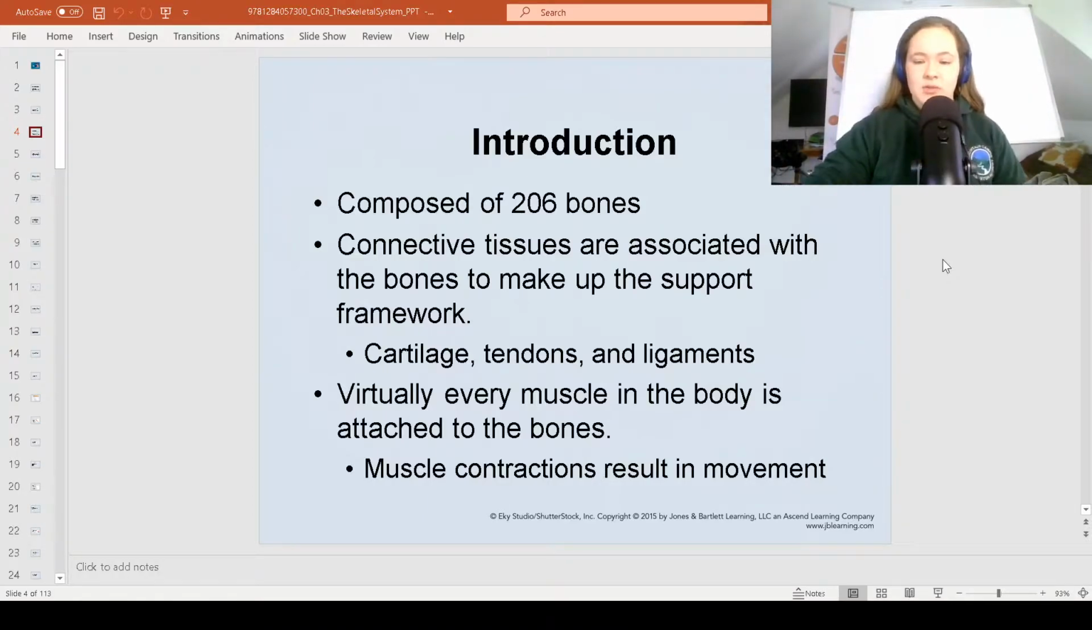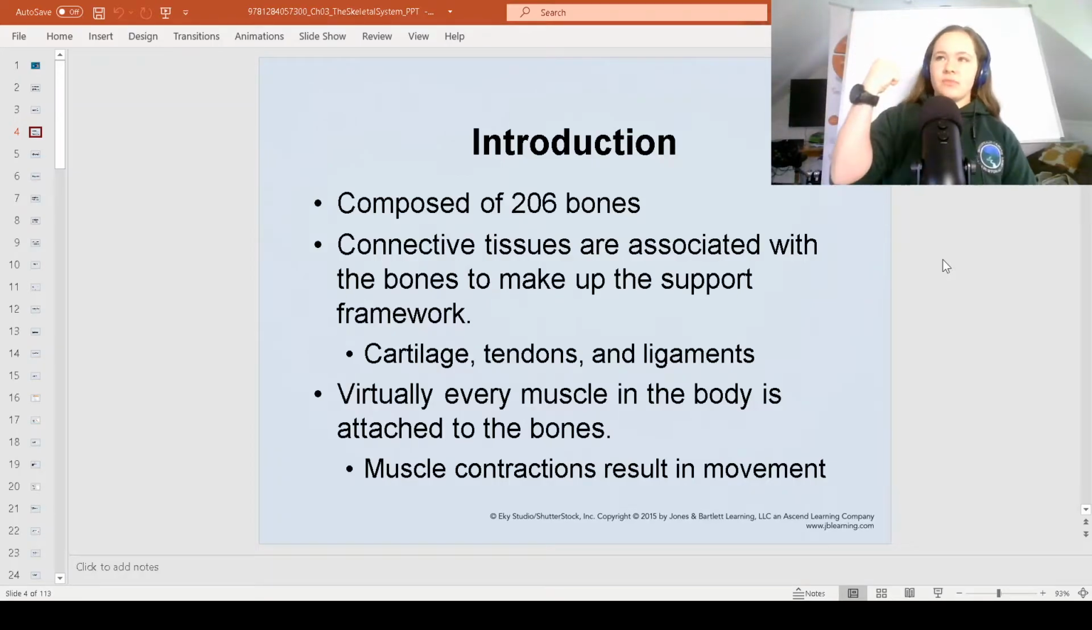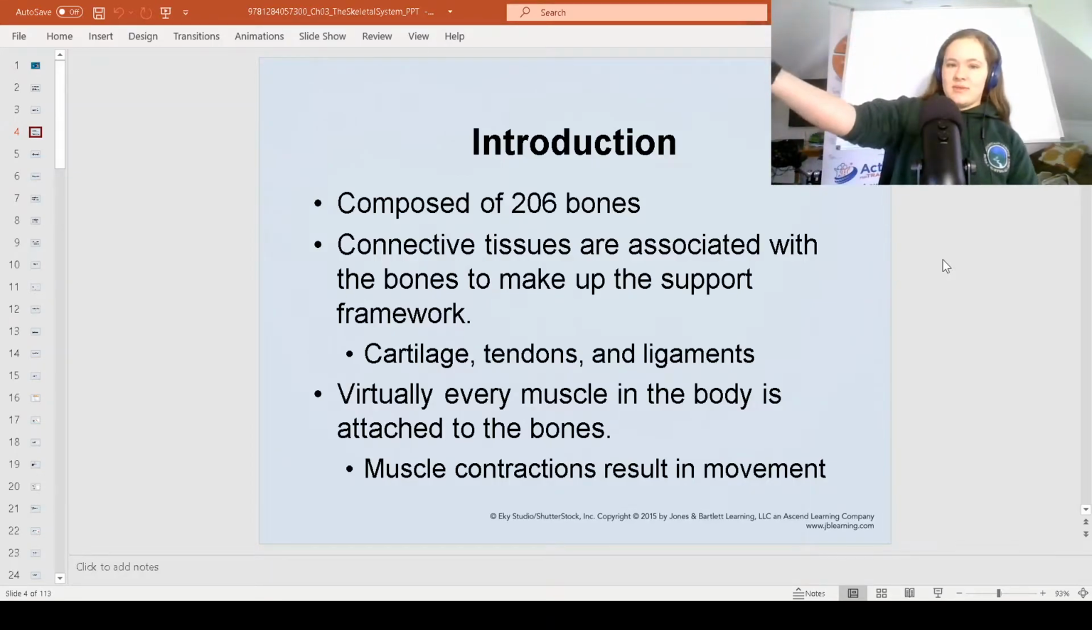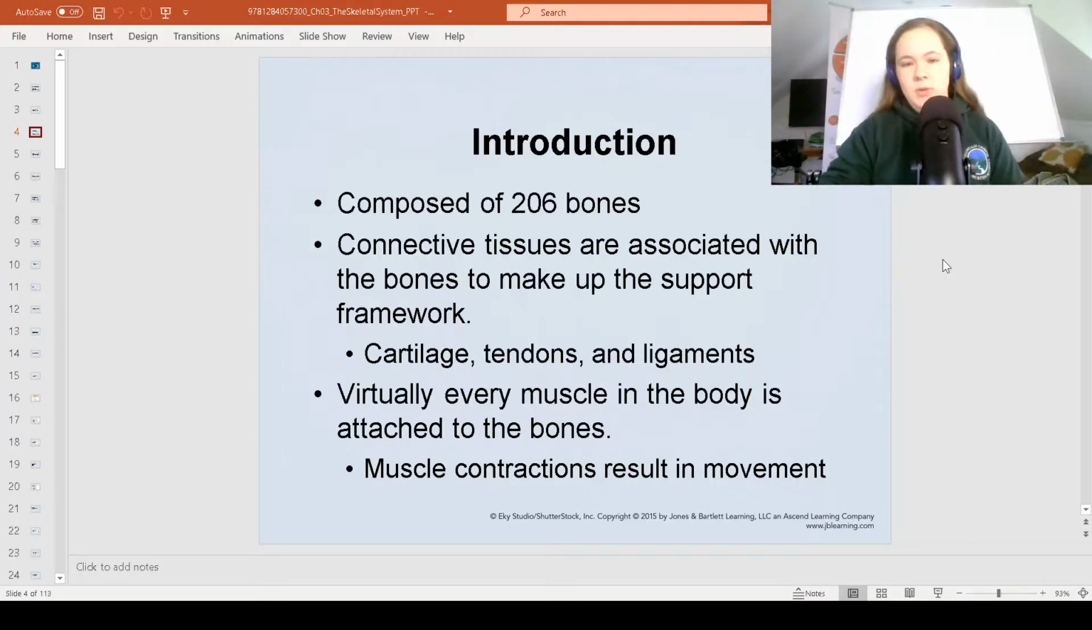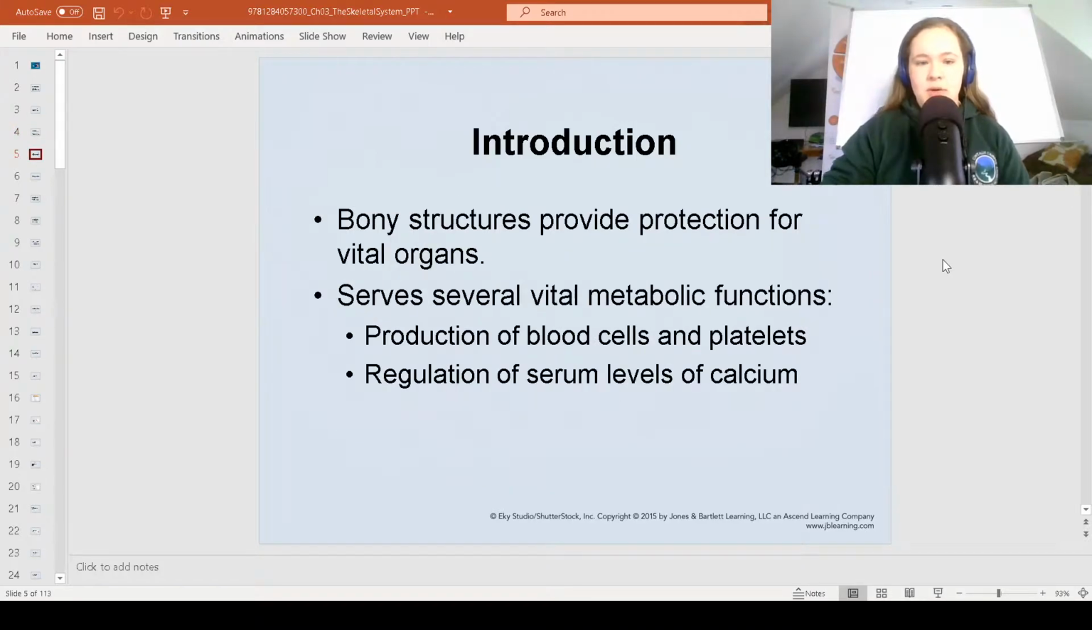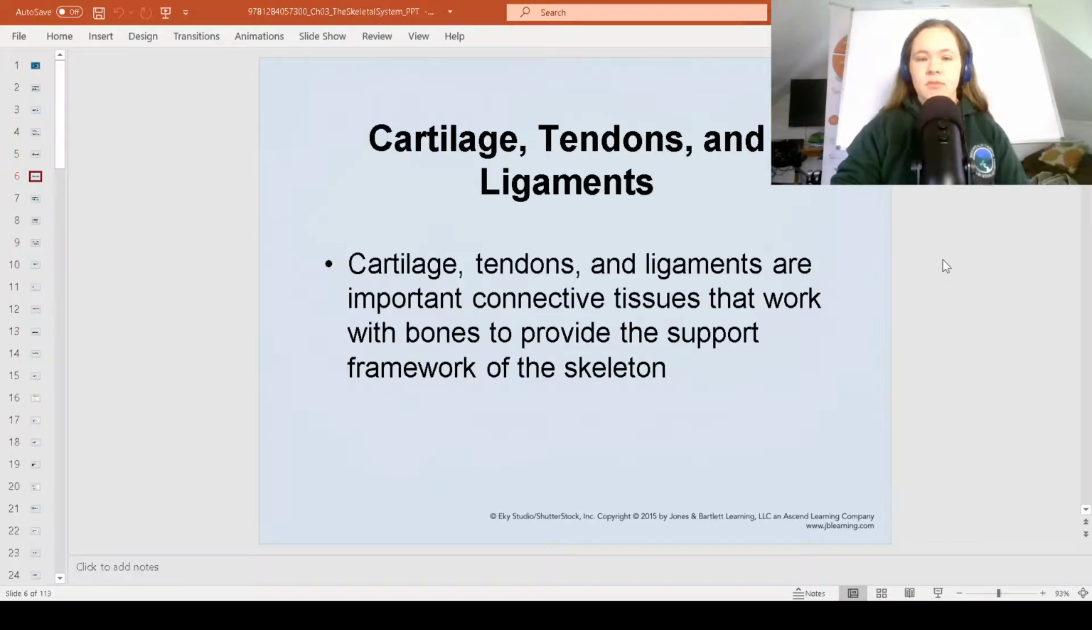Muscle contractions result in movement, especially flexion and extension, which is what we learned in chapters 1 and 2. Bony structures provide protection for vital organs. It serves several vital metabolic functions: the production of blood cells and platelets, and the regulation of serum levels of calcium. So, cartilage, tendons, and ligaments.